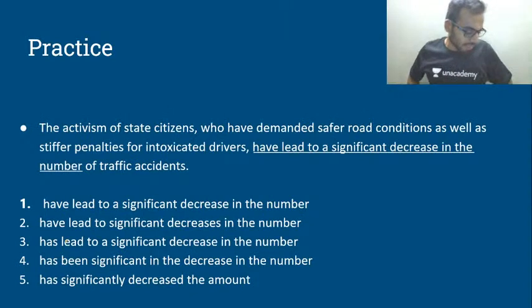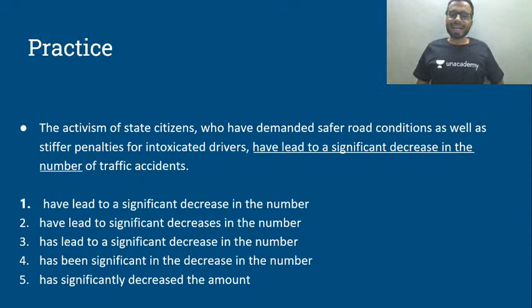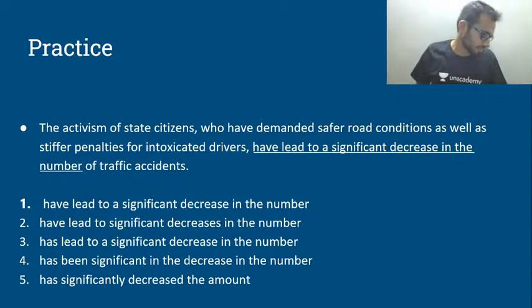And finally, we have another sentence correction question. The activism of state citizens who have demanded safer road conditions as well as stiffer penalties for intoxicated drivers have led to a significant decrease in the number of traffic accidents.